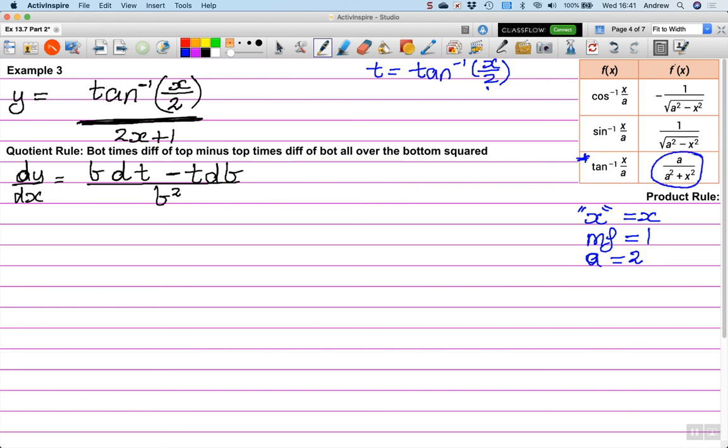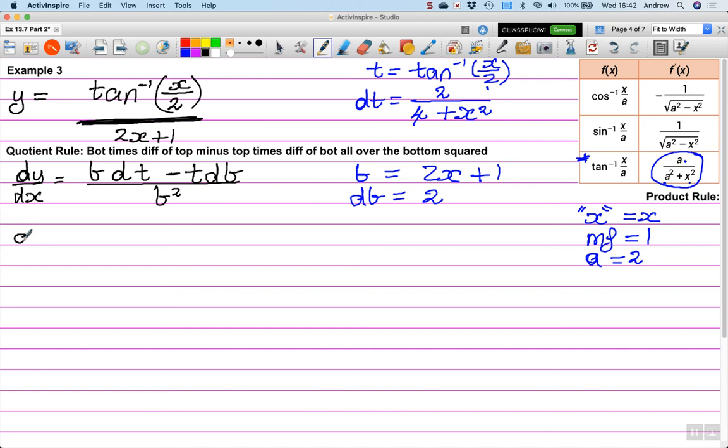So the differential of the top is equal to, well, what's the value of a? The value of a is 2. And in your head, what's 2 squared? That's going to be 4. And what's x squared going to be? That's just going to be plus x squared. So that's the top and the differential of the top done. Now we're looking at the bottom, which is 2x plus 1, and the differential of the bottom is just going to be 2.